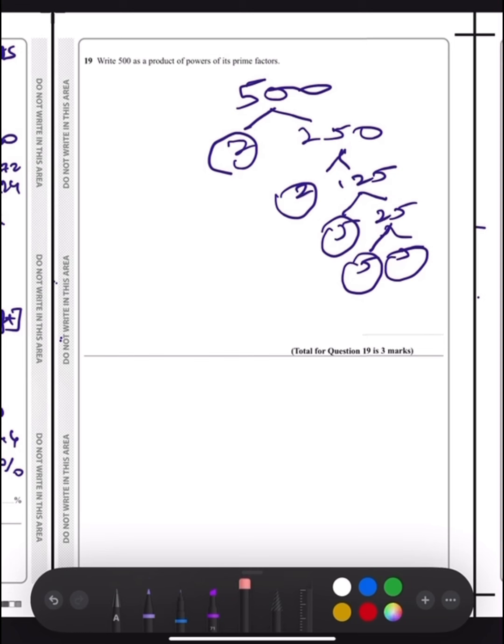So here also what we did was 500, 250, 125. We kept going on, and we reached the end of 5 and 5, which is also a prime number.